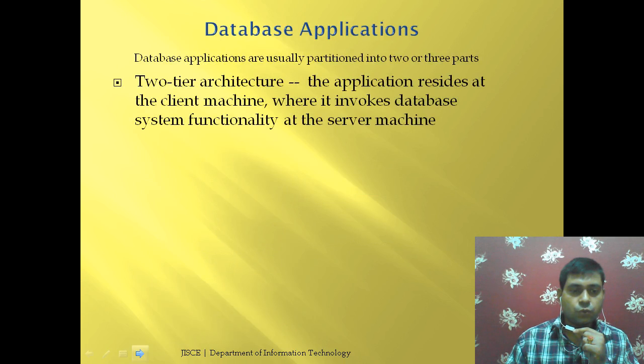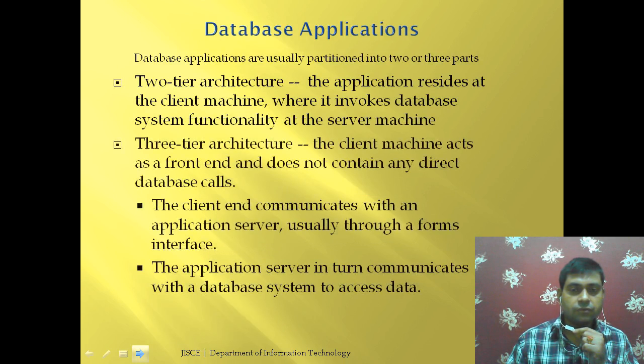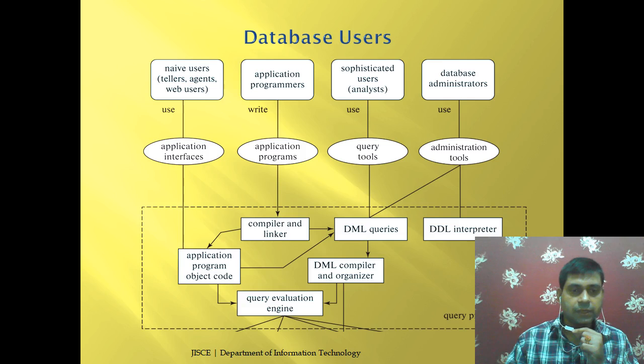Now, coming to the applications of database management system, there are two types of architecture that we have already discussed: the two-tier architecture and three-tier architecture. Basically, the difference is that the database layer and logic layer are merged in two-tier architecture, whereas the three-tier architecture has three different layers: the view layer, the internal layer, and the physical layer.